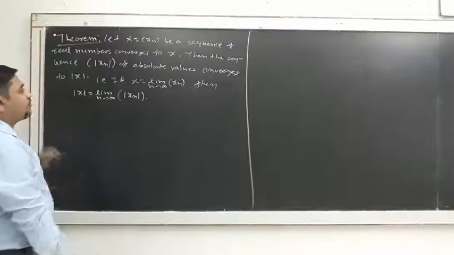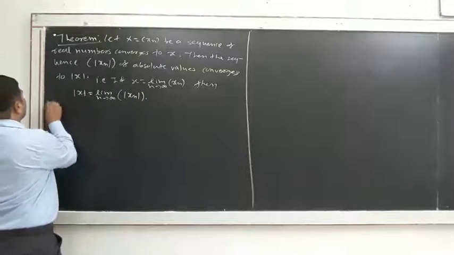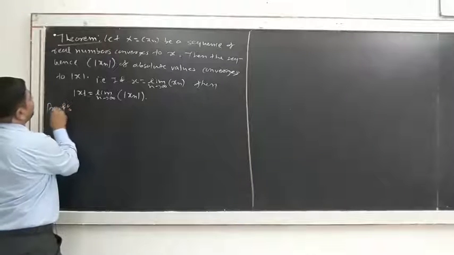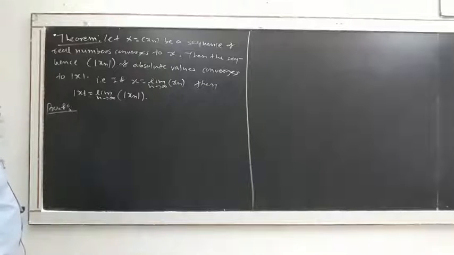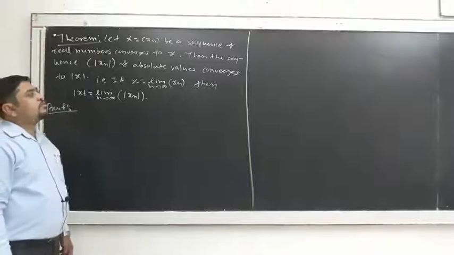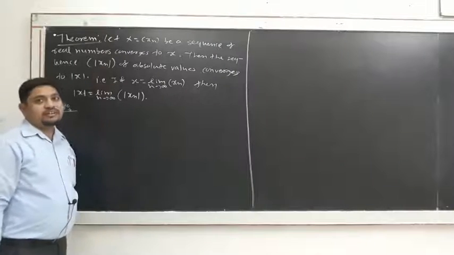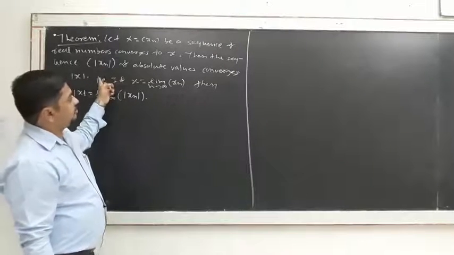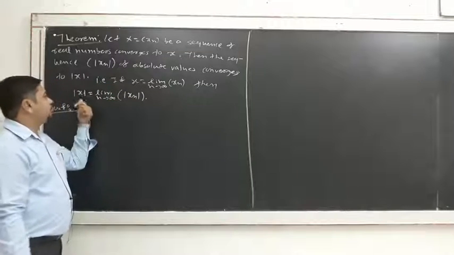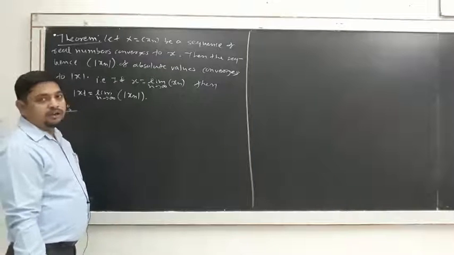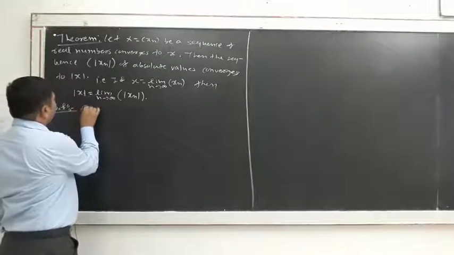Okay, so we have to prove the theorem. What is given? We have a sequence of real numbers xn, and this sequence converges to x. What do we have to prove? The sequence of absolute values, the sequence |xn|, converges to |x|. That means x is the limit of xn, and we have to show |x| is the limit of |xn|.